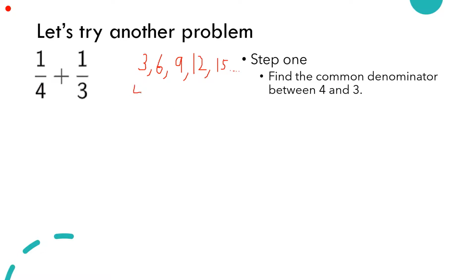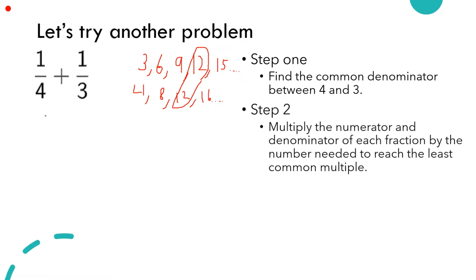So for 4, you got to do 4, 8, 12, 16. And notice the common denominator there? The 12. The 12 is what's common. So basically 12 will end up being our common denominator for this problem. So the next step is we have to multiply the numerator and denominator of each fraction by the number needed to reach the least common multiple. So in order for 4 to reach 12, we would have to multiply by 3.